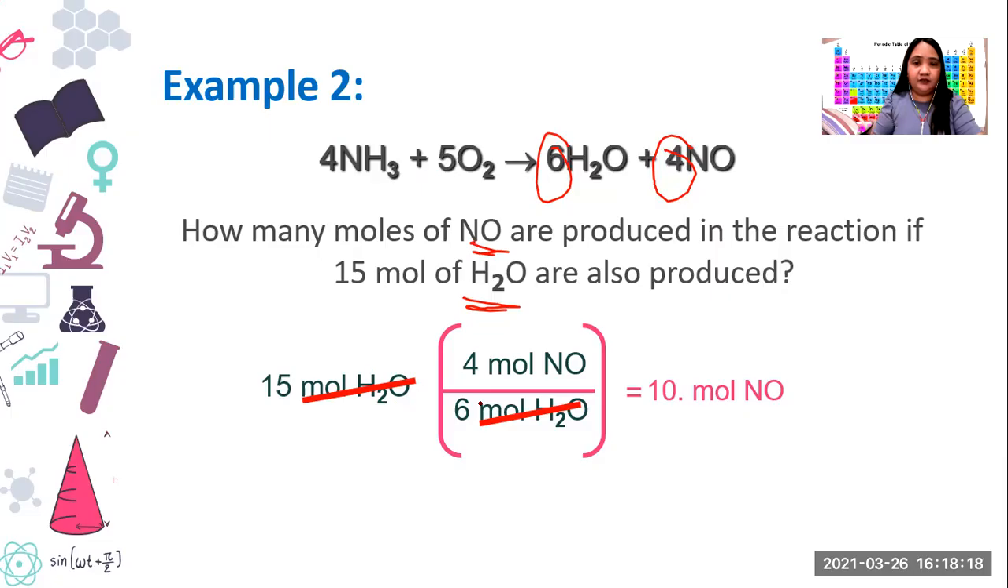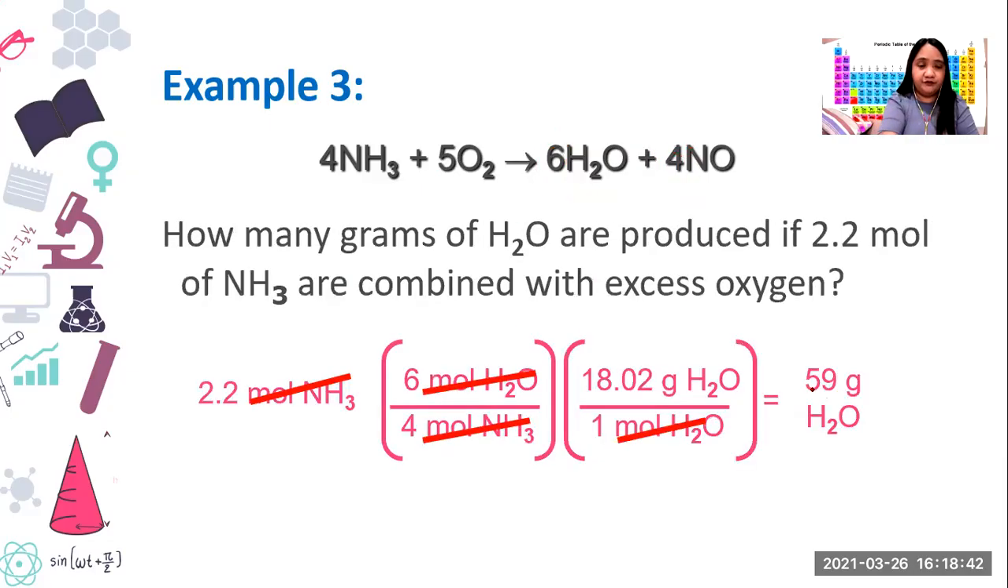And then for you to cancel water, it's here. 6 moles, it just came from here. And for every 6 moles of water, you have 4 moles of NO. There, that's 10. Very simple, right? So that's why it's very important to have a balanced equation and make sure that your balanced equation is correct and that those coefficients are also correct, because they're very important in problem solving.